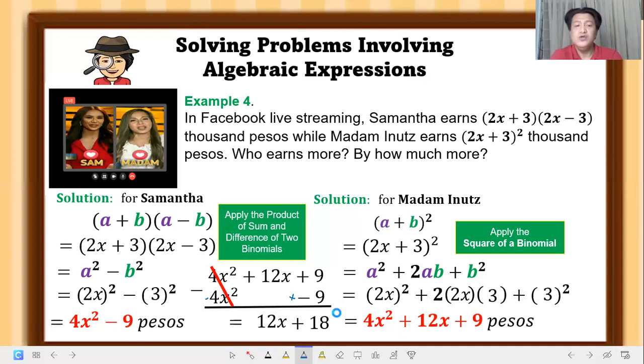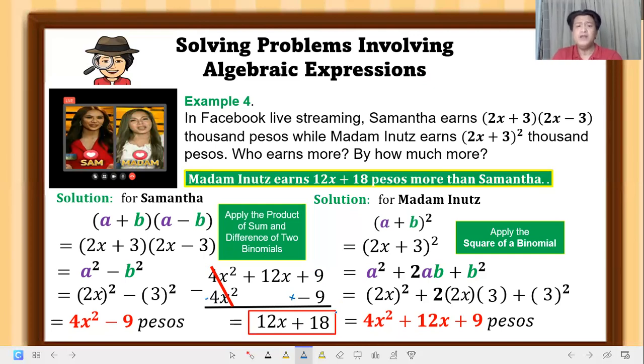Ito ngayon, yung sagot sa tanong na who earns more, by how much more? Meaning to say, we find out that Madam Inuts earns 12x plus 18 pesos more than Samantha. Okay? So yan po yung sagot sa question number 4 given example.